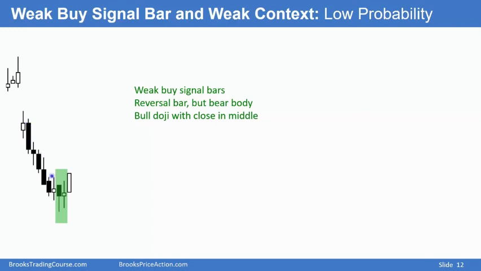So we have an 8-bar bear microchannel. This bull bar did not get above the high of that bar, so it's still part of the bear microchannel. The odds are very high that the first reversal up will fail. You certainly don't want to buy when you know it's probably going to fail. And you also don't want to buy because it's a terrible looking buy signal bar. You can buy if you start to get a strong reversal up, but this is not enough. You need more.